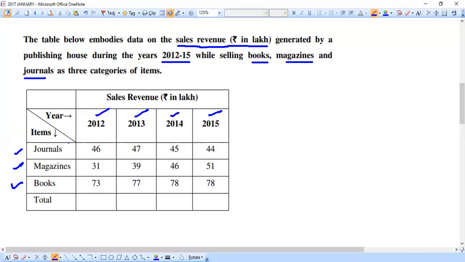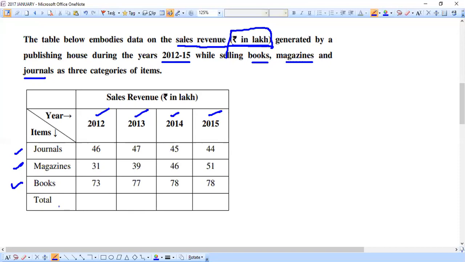We see them here as mere numbers. Like if you see 2012, the journals sales revenue is actually 46 lakhs. Same way for 2012 magazines, it is shown here simply as 31, but it is going to be 31 lakhs. That's what is given in the question itself, in terms of lakhs, right? We'll keep this in mind. So we are now sure about what information is delivered through this table.